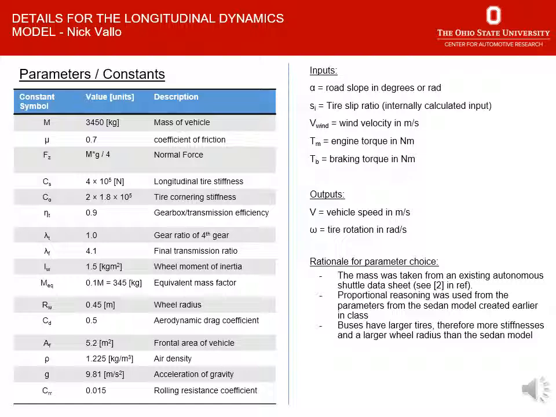Longitudinal stiffness we changed to 4 times 10 to the 5th newtons. The reasoning for that was that buses have larger tires, therefore a larger stiffness and a larger wheel radius than the sedan model, and a cornering stiffness of 1.8 times 10 to the 5th.